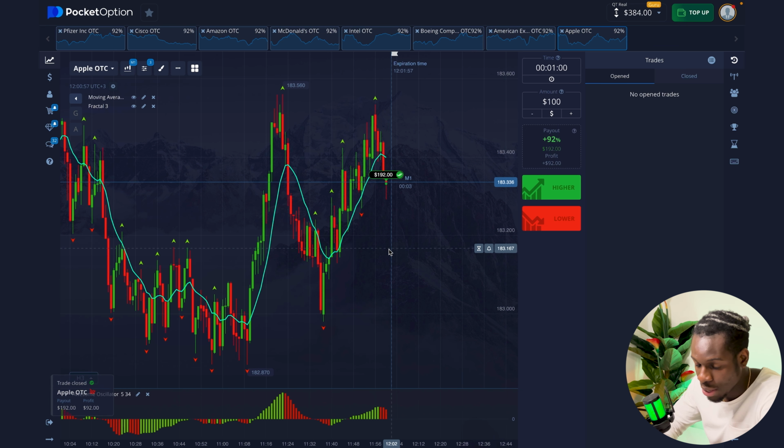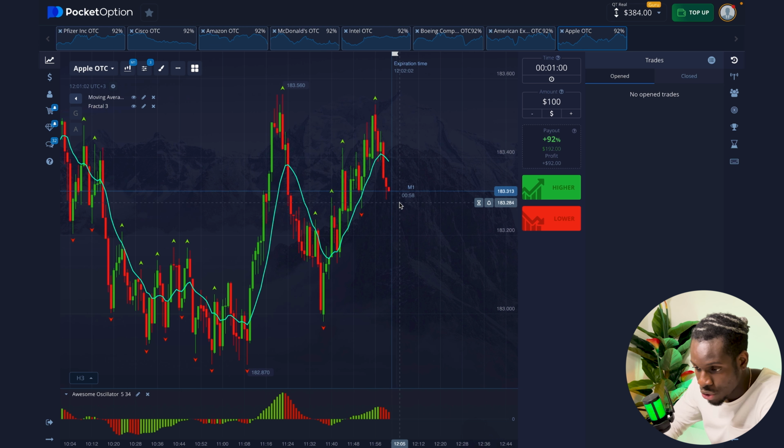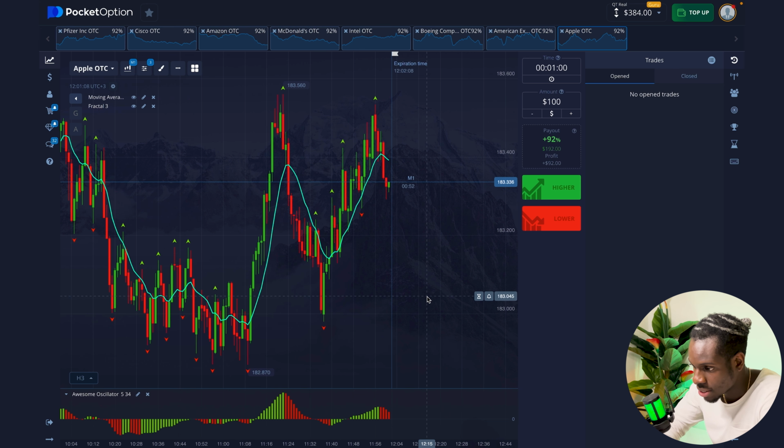Amazing, guys. Just like we analyzed, just as we predicted, we can see how we used all these indicators together to get a precise entry and exit. So that was perfect, guys. We had a very good win on this one. Let's move on to the next stock and open another trade, guys.